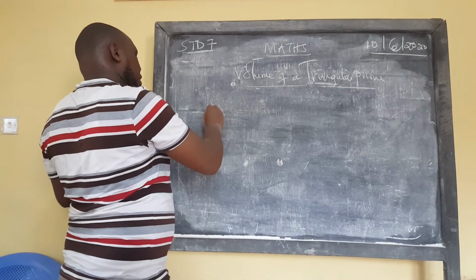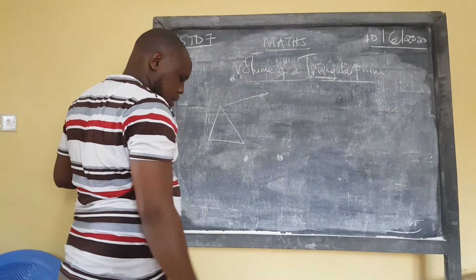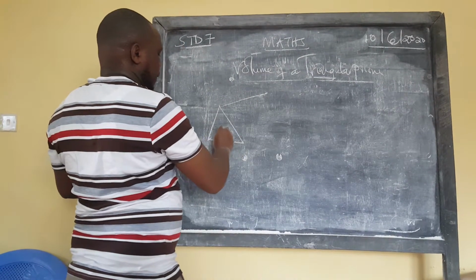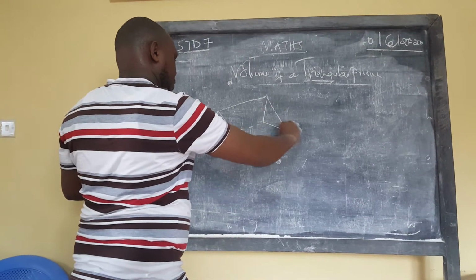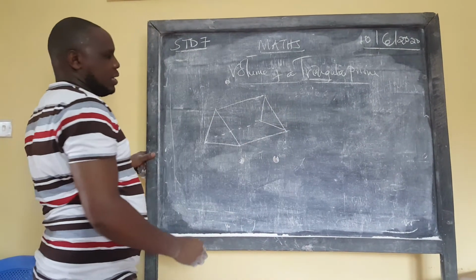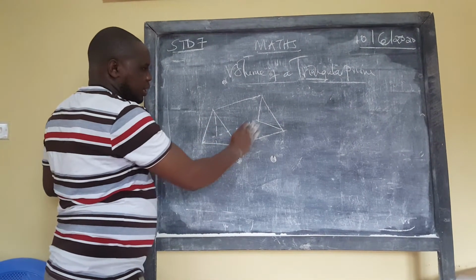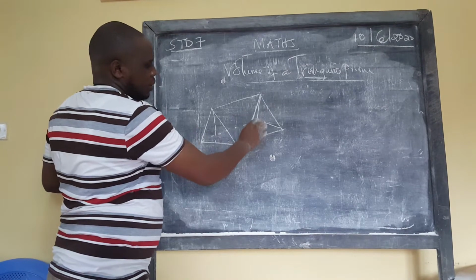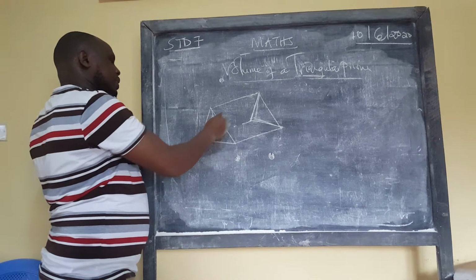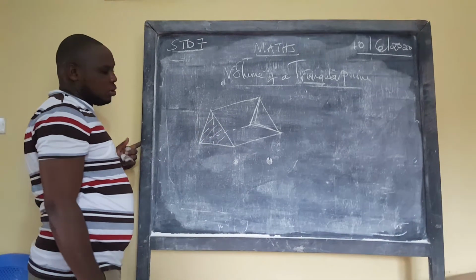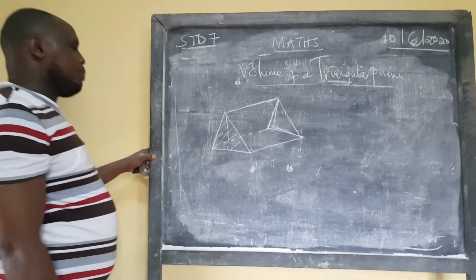I can draw one here. If I draw this one here, like this, I want you to look at that, learner. This one is going to be a triangular prism, meaning that the cross-sectional area is a triangle already. So to get the volume of a triangular prism, it's very simple.